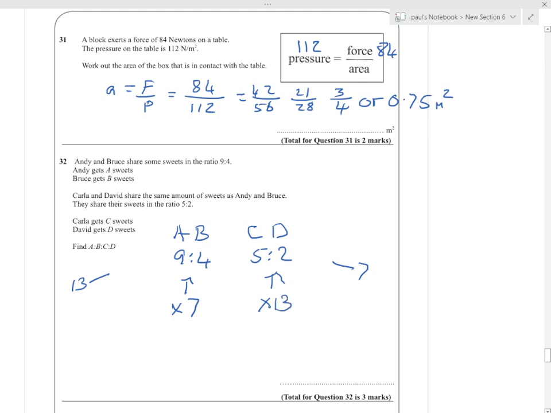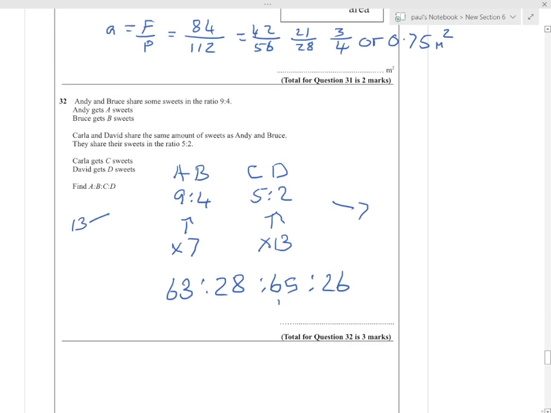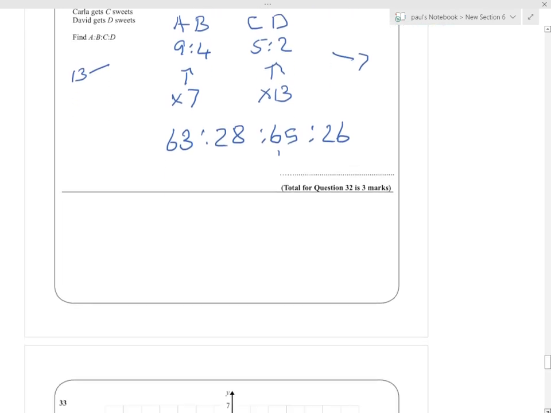So 7 nines are 63, 7 fours are 28. This is a tricky one, this. 13 times 5. Well, 3 fives are 15, and 5 ones are 5, so that's 65. And 13 times 2 is 26. So, all the same. They didn't really explain themselves very well in that question.